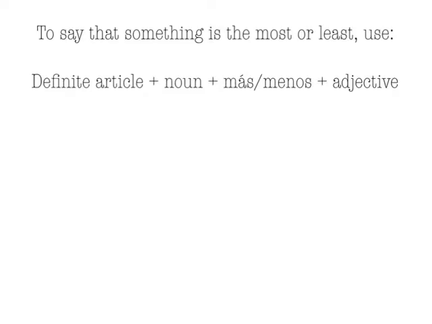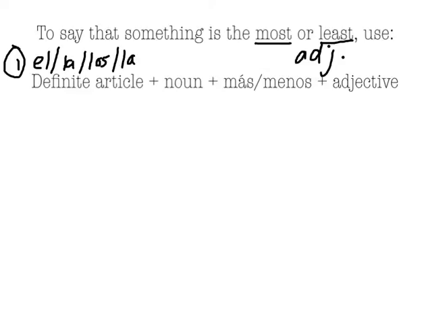Alright, so today we're going to use two equations as we learn. And the first one, go ahead and write this down please, is to say that something is the most or the least plus an adjective. So you'll remember your definite articles are el, la, los, and las, the. And then we need the noun, the item, and then more or less, and then your adjective.